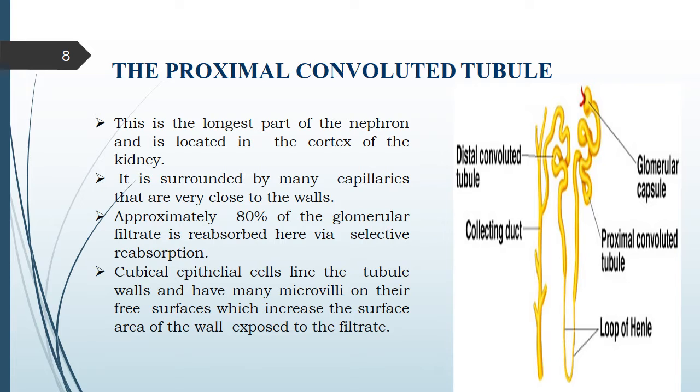The next part of the nephron is the proximal convoluted tubule, the longest part of the nephron, located in the cortex of the kidney. It is surrounded by many capillaries that lie very close to its walls. Approximately 18% of the glomerular filtrate is reabsorbed here via selective reabsorption. Cuboidal epithelial cells line the tubule walls and have many microvilli on their free surfaces, which increase the surface area of the wall exposed to the filtrate.